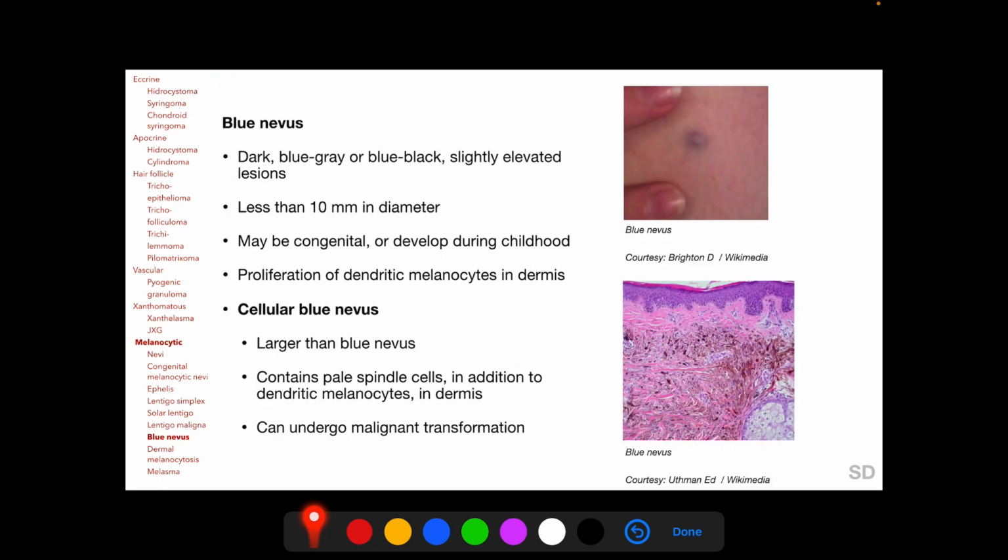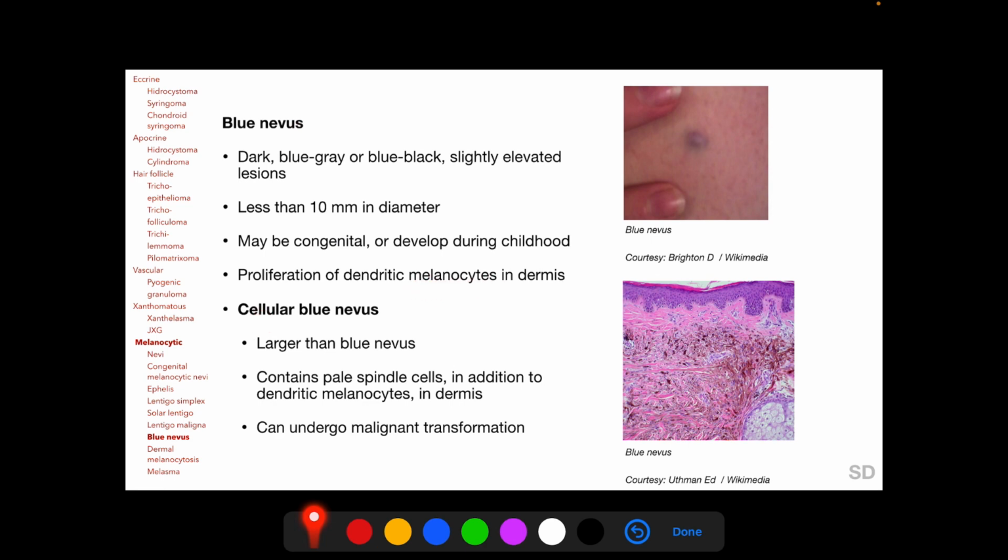Blue nevus appears as a dark blue-gray or blue-black slightly elevated lesion. They are less than 10 mm in diameter. They are either congenital or developed during childhood, and they represent proliferation of dendritic or epidermal type of melanocytes in the dermis, as we see here. So blue nevus, although called nevus, does not arise from nevus cells but arises from melanocytes.